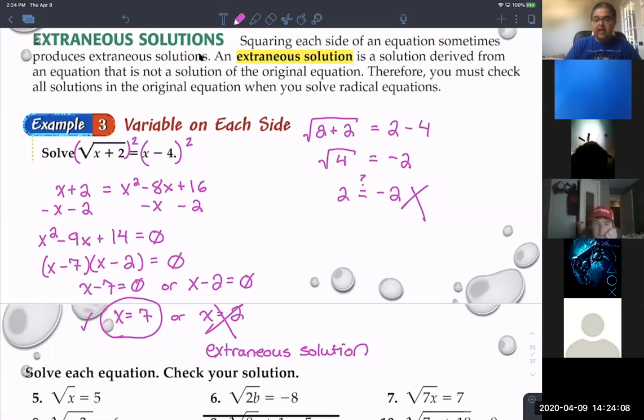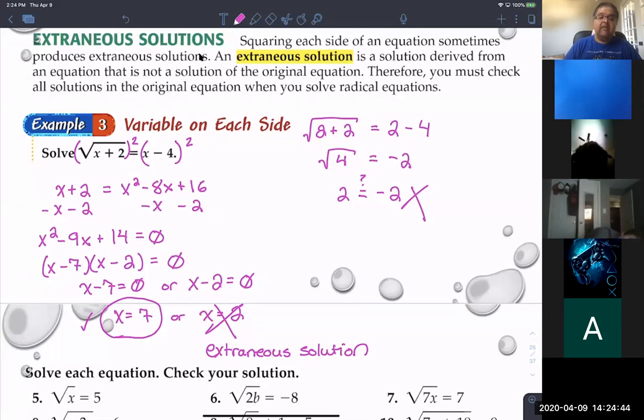Does everyone understand how we do this? We get the radical by itself. So we get rid of whatever's being added or subtracted to the outside of the radical. Then we get rid of whatever is being multiplied to the outside of the radical. Then we square both sides once the radical is by itself, in order to get rid of the radical sign. Then we solve. And once we solve, we're still not done. We got to go back and check to see if the answers are actually valid.